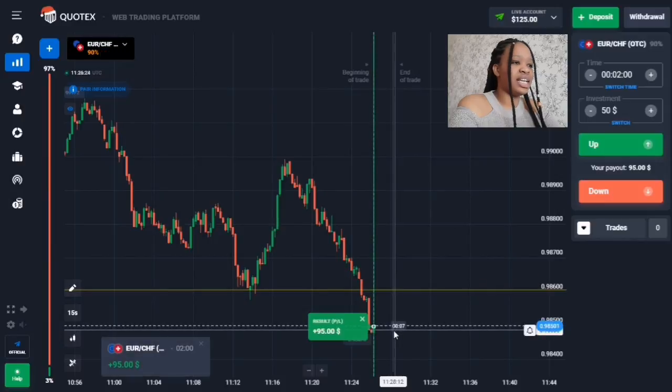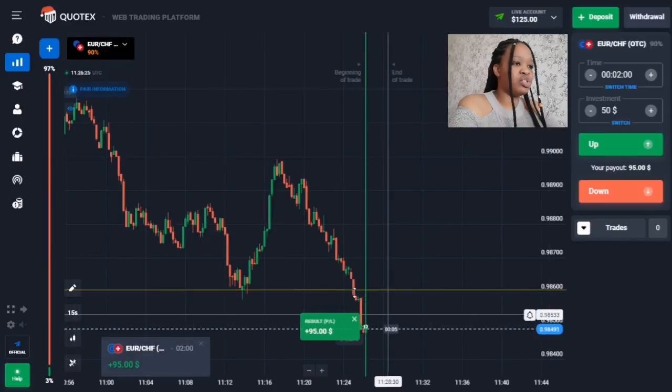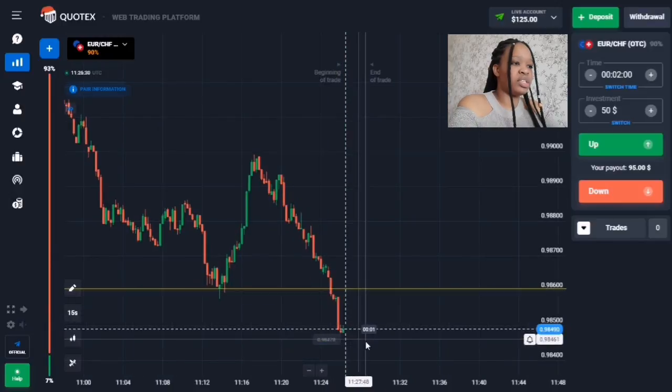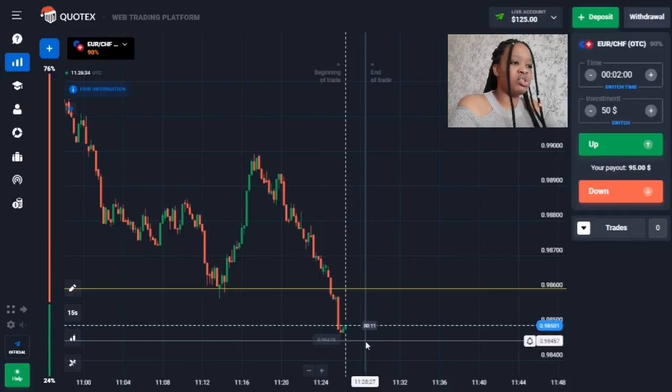Well guys, it's excellent. As you can see, the price continued its movement down and broke through our level, and we are getting our profit. 2 minutes was enough here, so I think we need to continue to the next trade.